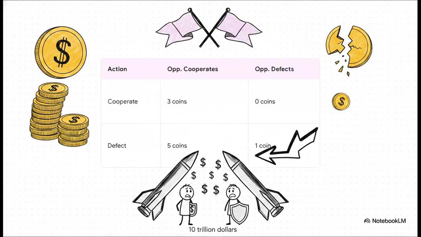So, mathematically speaking, no matter what your opponent decides to do, your most rational choice to maximize your own gold coins is always to defect. And that terrifying logic perfectly explains why 2 rational nations would spend $10 trillion building massive arsenals of weapons that they could never actually use.